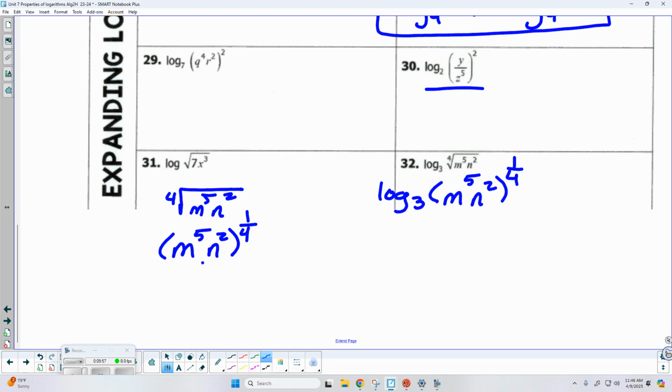Perfect. Okay, first right answer. Oh, this one we shouldn't evaluate because we don't know m and n. Perfect.